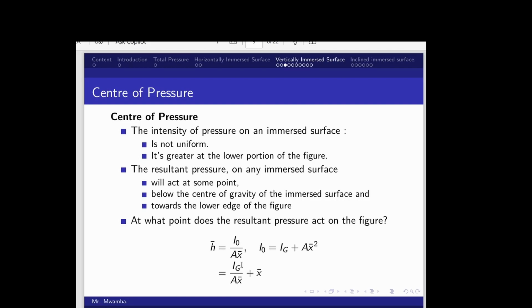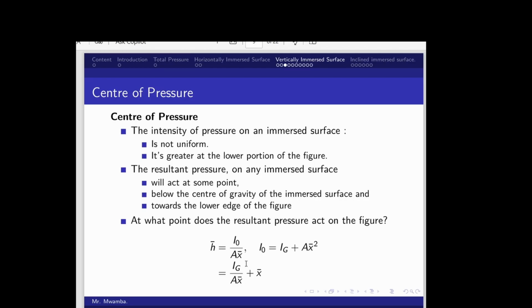So if you are asked to find the point at which the pressure of the liquid is acting on an immersed surface, you have to know the moment of inertia Ig, the surface area of the immersed object or figure, and the distance from the center of gravity of the immersed object to the surface of the water. Then you'll be able to find the point at which the pressure from the liquid is acting on a surface.